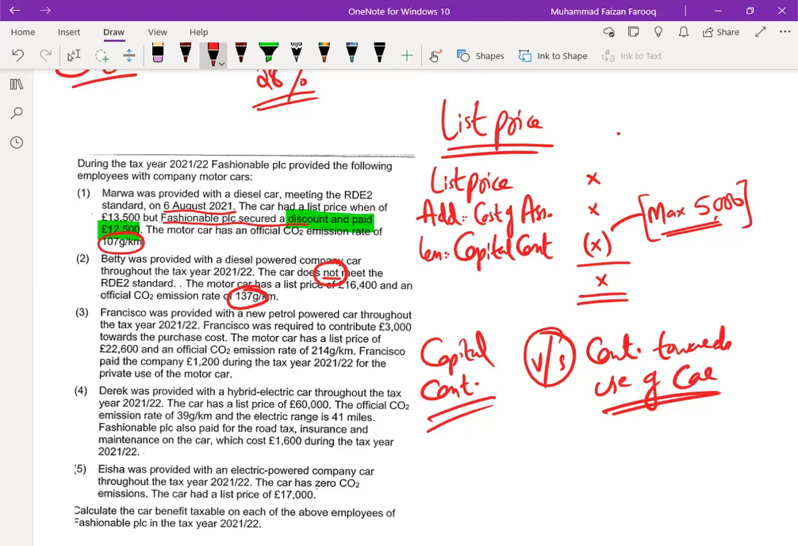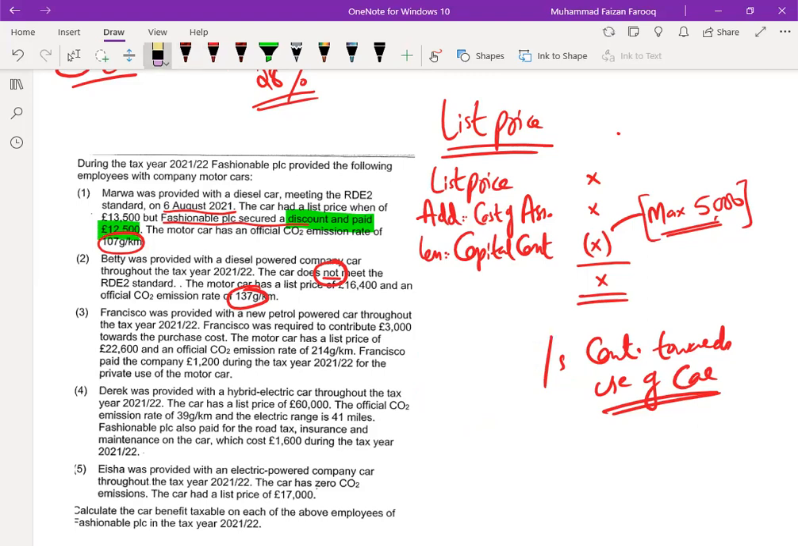Capital contribution means if employee pays some amount at the time of purchase of a car. Contribution towards use is different. Contribution towards use is something like rent. If employee is paying some amount to company for the private use of a car, it's contribution towards use, and it will be deducted from the final answer. But if he is contributing some amount at the time of purchase of a car, it will be deducted from list price. Got my point?